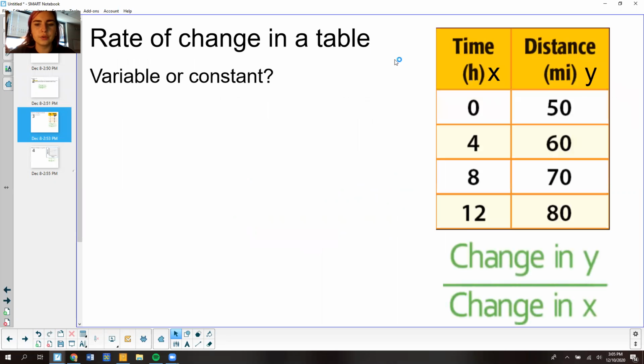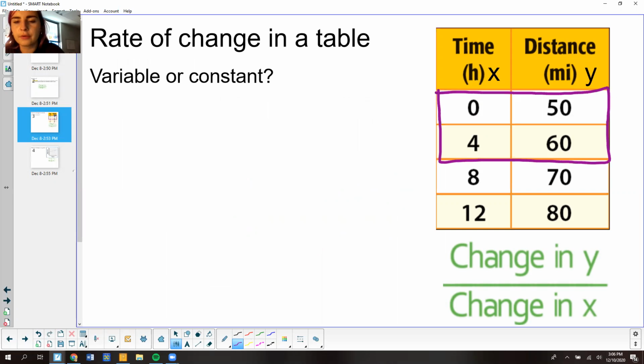So, rate of change in a table. When you're given a table like this, you're going to start by picking two of your points, because really these are points on a coordinate plane. So they would be written as 0, 50. But we're just going to look at them in their table right now. I'm going to highlight my y values and my x values. I want to figure out the difference in y, and difference is a fancy math term for subtraction. So I want to find the change in y divided by the change in x.